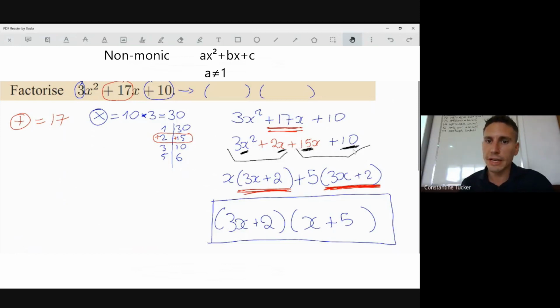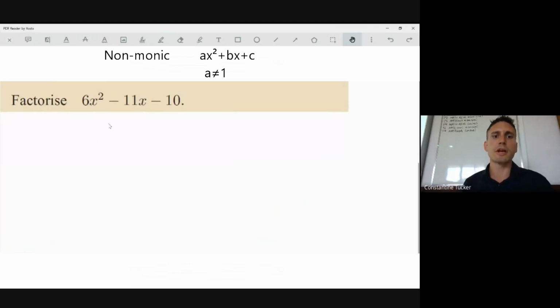But this little trick allowed us to factorize the first two terms and the second two terms separately, and then we notice we have a common factor out of the entire expression, and we can finally put that into brackets. Great stuff. I'll just very quickly go over a second example.